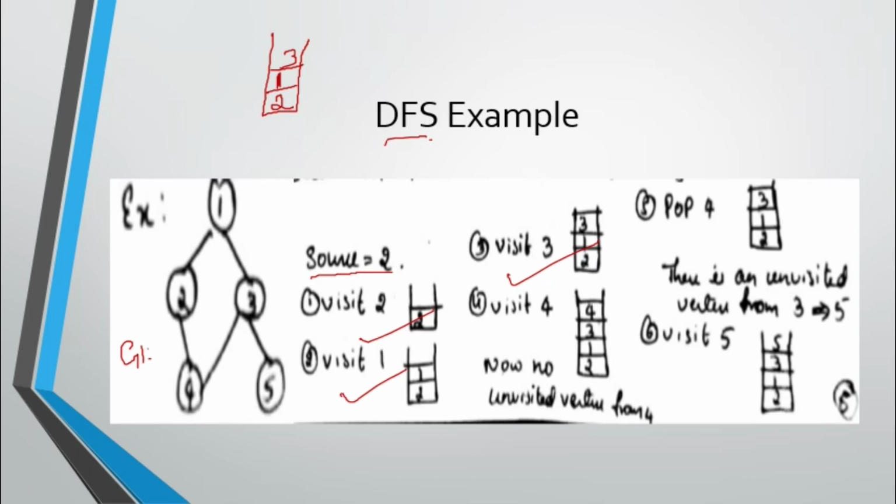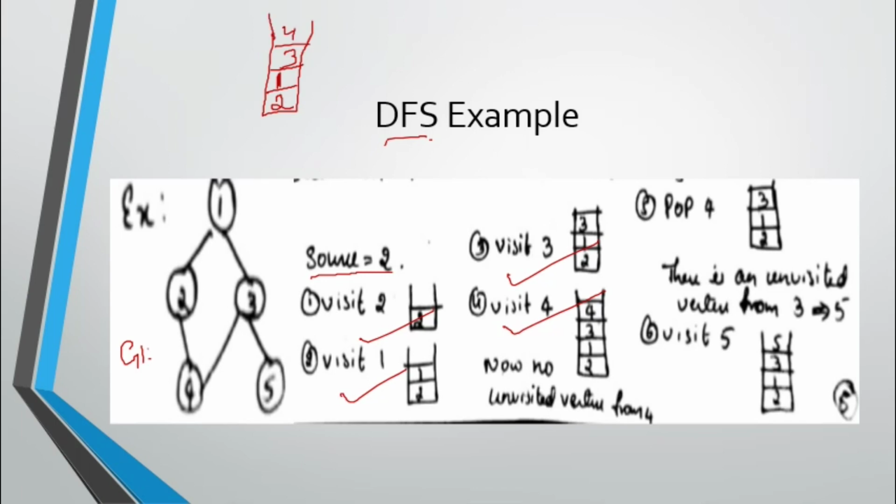From 3 we have three vertices in its adjacency list: 1, 4 and 5. 1 is already visited, so ignore it. So you have 4 and 5, and according to alphabetical order I take 4. That is the new vertex, and push it into the stack.